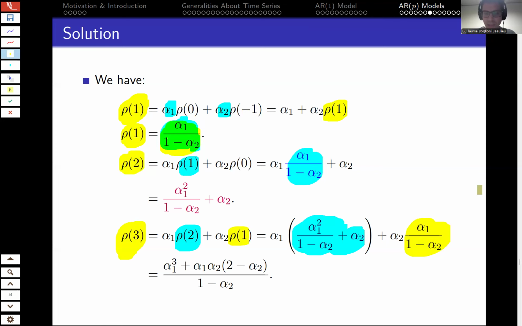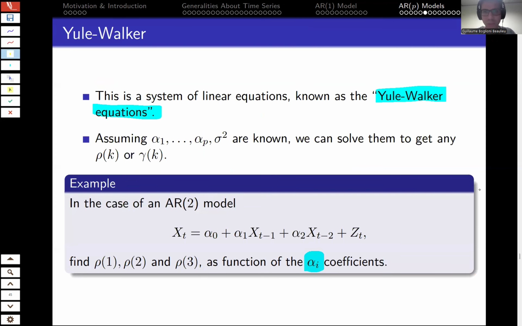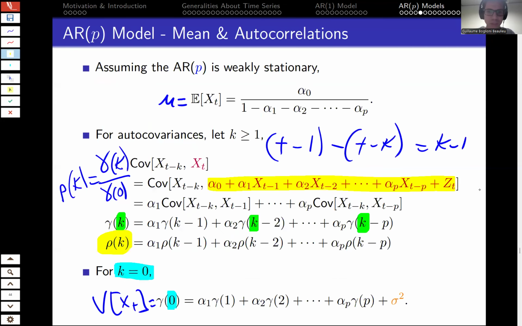Okay, and then that's it. That's what the question asked, and I think hopefully you see the mechanics here. It's really an iterative process. Those are equations you can solve.